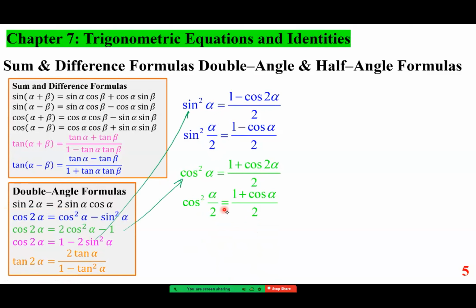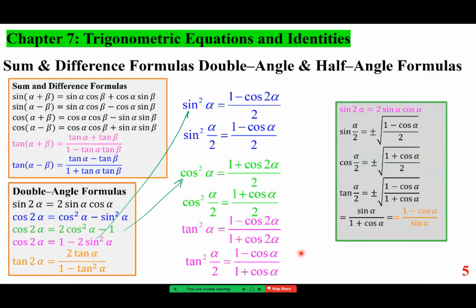And if you cut it in half, you get that one. As far as tan squared is concerned, it is the ratio of sine squared over cosine squared. And then you change the alpha to alpha over 2, 2 alpha changes to alpha. That's how you arrive at them.